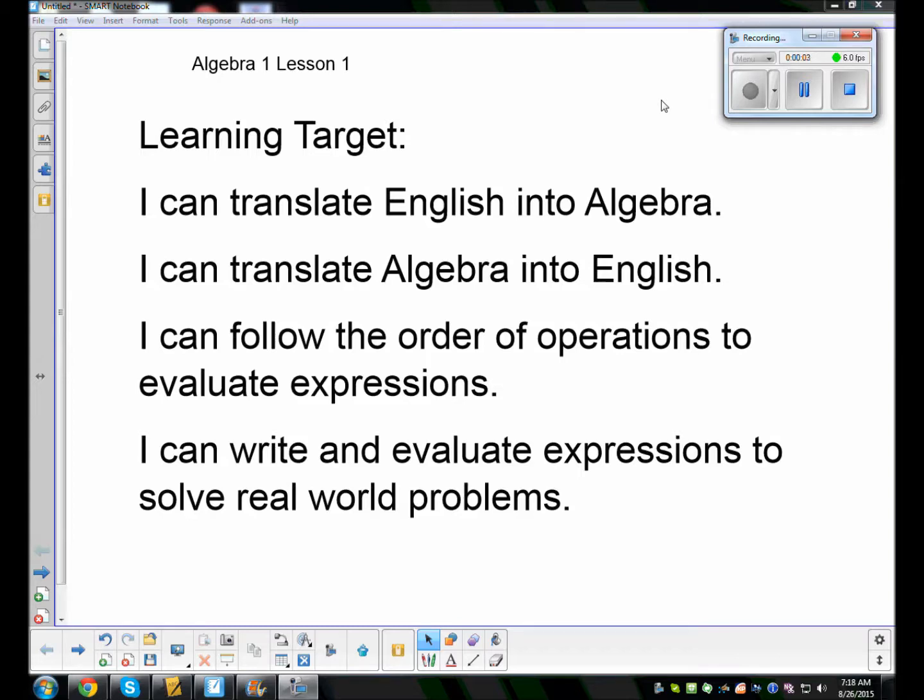Okay, ladies and gentlemen, so this is our learning target for the day. On the front page of your notes, I would like for you to make sure you get the learning target written down so we have a target of what we're working towards today. I can translate English into algebra. I can translate algebra into English. I can follow the order of operations to evaluate expressions, and I can write and evaluate expressions to solve real-world problems. So as you work through the lesson today, hopefully you see yourself working towards this learning target or this goal. I'm going to ask you to pause the video until you are finished copying down the learning targets.